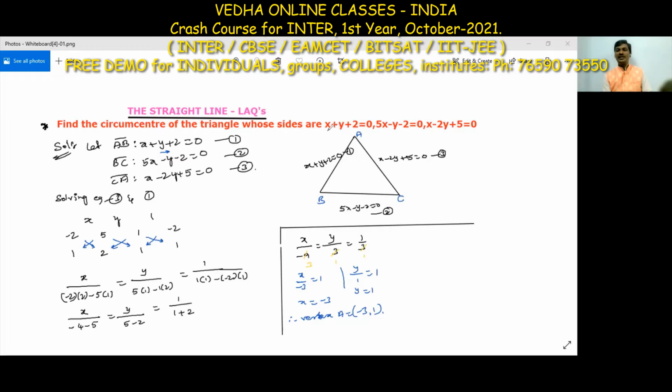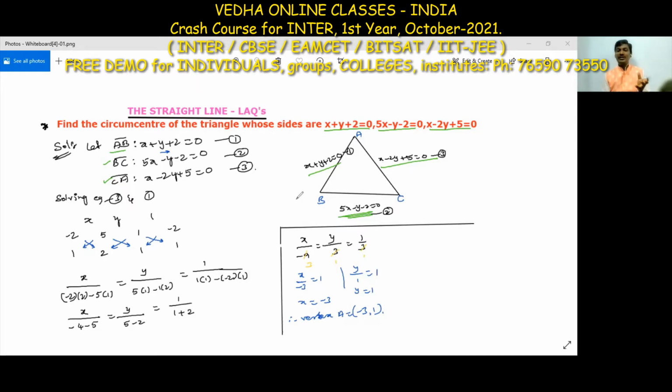Here I am considering the given sides as AB, BC, CA. In triangle ABC, AB is the first equation, BC is the second equation, and this is CA, equation 3. Now, vertices are not given, so I want the vertices. For finding the vertices, we have to solve the lines, the sides.